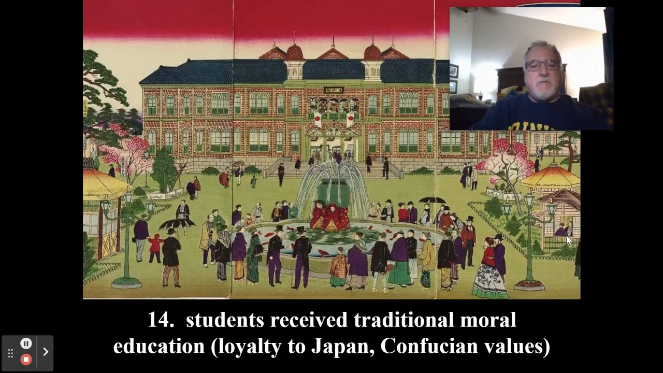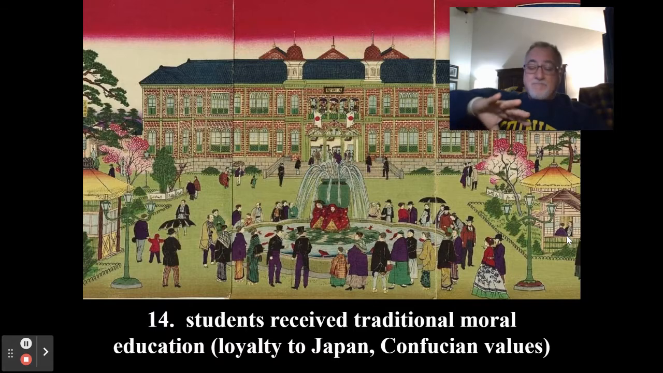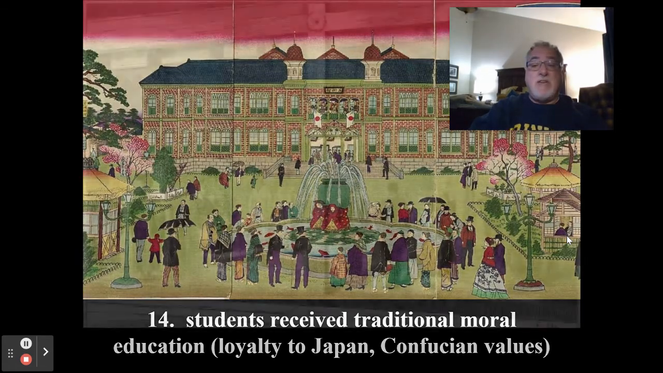Students receive traditional moral education like loyalty to Japan, Confucian values. Again, centripetal forces. Remember, learning this stuff in school can lead to nationalism, and that's going to help them feel more like they're Japanese. Also, during this time period, they increase the size of Japan to the islands that we know today. We'll get to it.